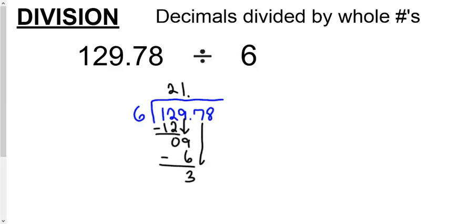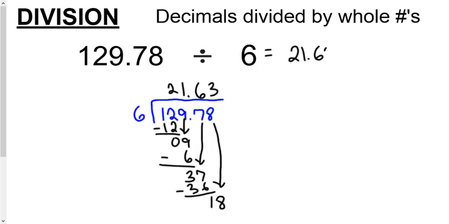And now we can pull down our 7. Does 6 go into 37? Yes. So minus 36 is 1. Now I can pull down the 8. Does 6 go into 18? Yes, it does. 3. So the answer is 21 and 63 hundredths.